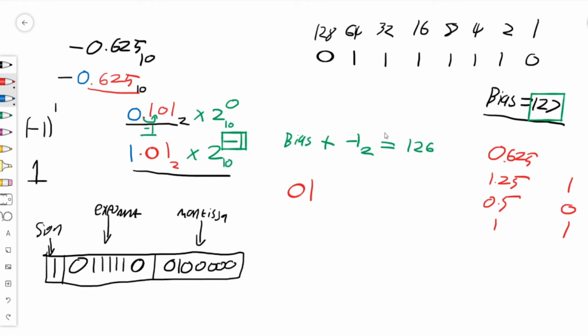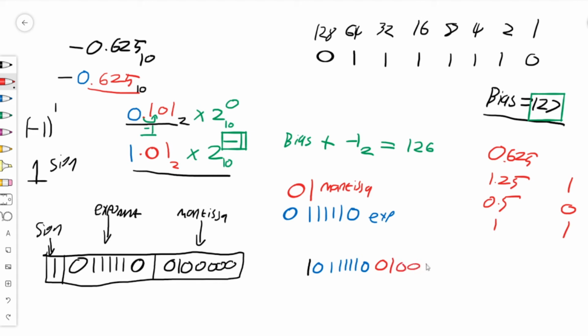So 126 in binary equals 0, 1, 1, 1, 1, 1, 0. So now we have our mantissa, and we have our exponent, and we have our sign. Let's put that all together. Our sign is 1, our exponent is 0, 1, 1, 1, 1, 1, 0, and our mantissa is 0, 1. Our mantissa, once complete, will have trailing zeros for the remainder of the storage.